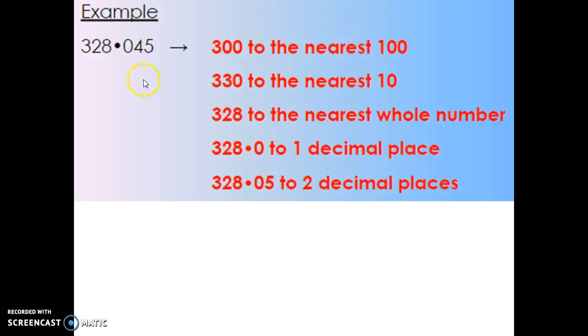To one decimal place, I'm cutting off one number after the decimal point. So here it would be the 4, so the 0 stays the same. To 2 decimal places, I'm cutting off after the 4, so because I'm cutting off the 5, I add 1 onto the 4, and that becomes 0.05.